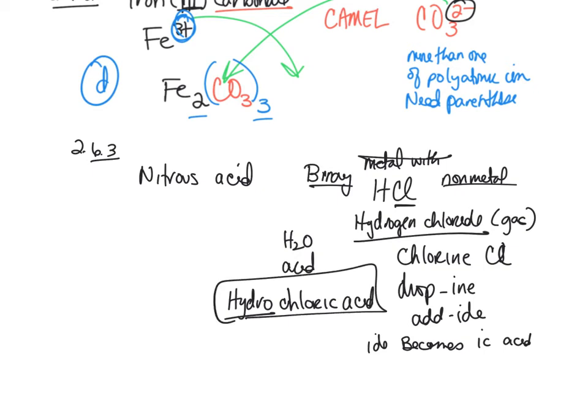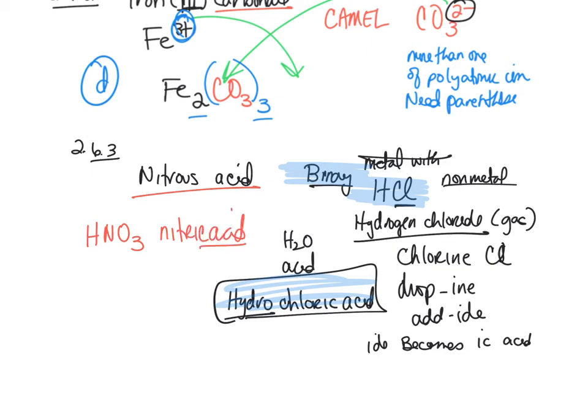And that's if you just have a binary, and binary is just two elements, two capital letters. But if you have a polyatomic, like nitrous acid, well, I can just do HNO3 is nitric acid.